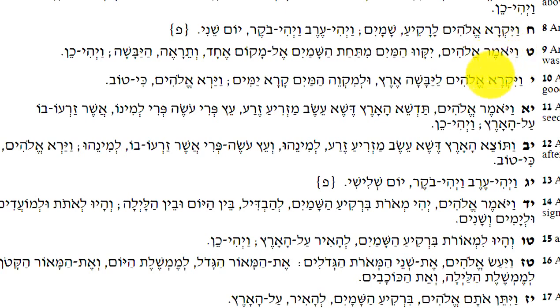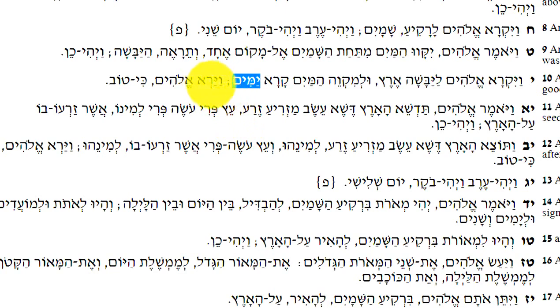Let's move on. Vayomer Elohim, and God said, we've had this before. Yikavu hamayim, mayim is water, mitachat hashamayim. Shamayim we've had as heavens or sky. El makom echad. Echad we actually had on the first day. Echad is one. V'tera'er. Hayabasha v'yihi chen. And it was so. Okay. V'yikra Elohim le'yabasha eret. And God called. U'l'mikveh hamayim. Mayim is water. Kara, he called. Yamim, waters.